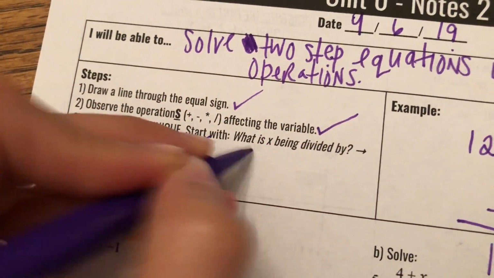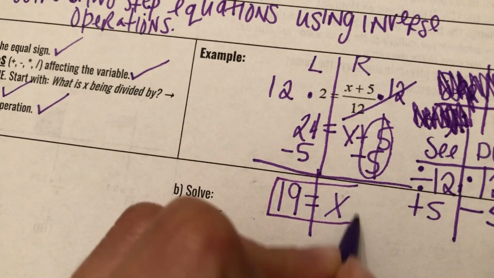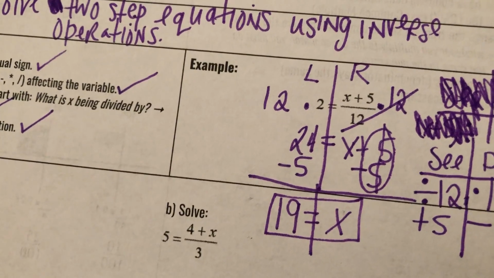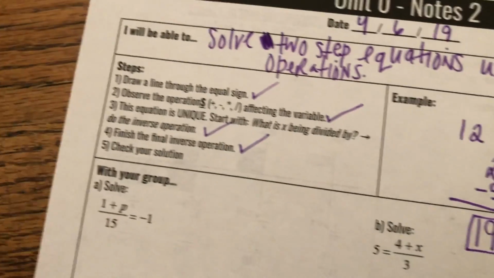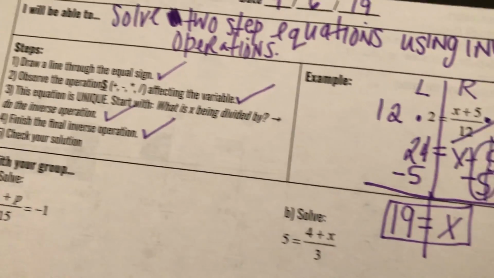So I go back to my steps. I've finished the final operation. I'm also going to box my answer. So 19 equals x is my solution. The value of x is 19 when 2 equals x plus 5 divided by 12. Am I finished? Not quite. I now need to do my final step to check my solution.